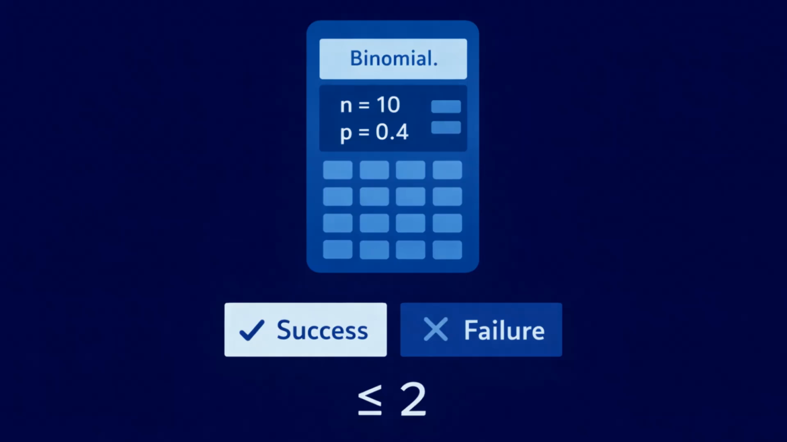Now let's move into binomial situations, where we rely on a calculator. Binomial probability is used when something repeats a fixed number of times and each repetition has only 2 outcomes: success or failure, yes or no, pass or not pass. The probability of success stays the same, and each trial is treated as independent.